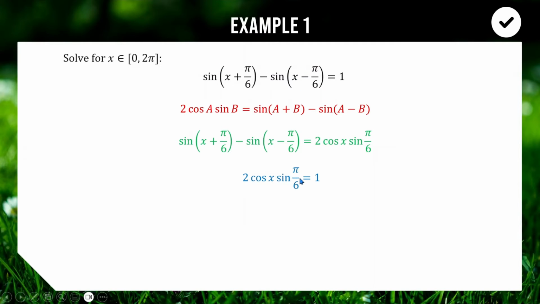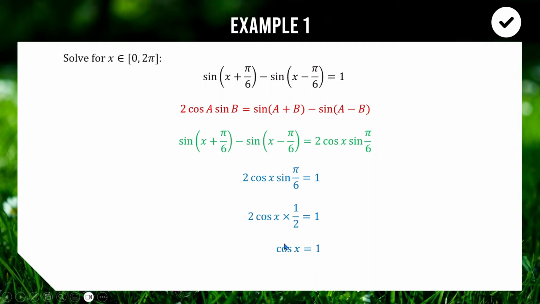Luckily, sine pi on 6 is just a number. This is sine of 30 degrees, which is just equal to a half. So we have 2 times cos x times a half is equal to 1. That's really convenient because now we have 2 multiplying with a half, and so that just gives us a 1. So we end up with just cos x equal to 1. Okay, now this is our equation we are trying to solve.